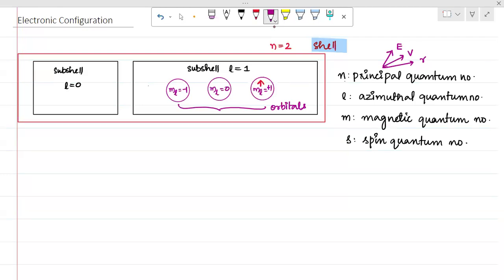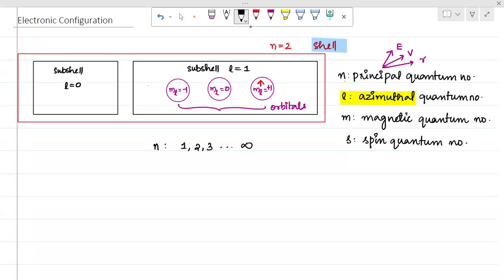And then we said that there is another quantum number which is named azimuthal quantum number, notated by L, and that represents the number of subshells. So if you can see n is equal to 2 over here, the number of subshells are 2, which are shown by 2 black boxes, right? So the value of n can vary from 1, 2, 3 up to infinity. This is the principal quantum number.